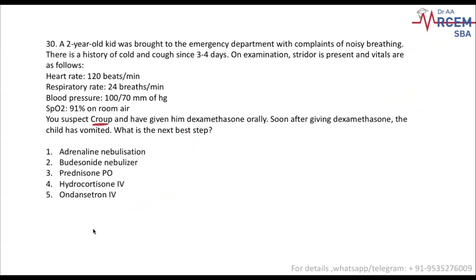You're suspecting a croup. You give dexamethasone orally. Soon after giving dexamethasone, the child has vomited again. What is the best next step? I will add another option as giving ondansetron orally.